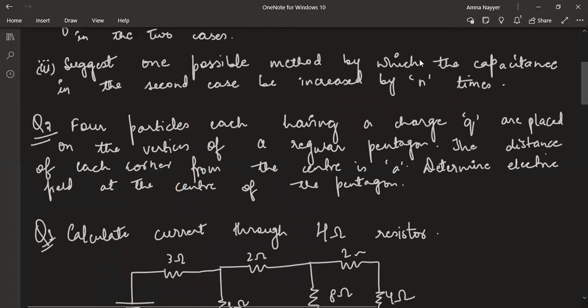Then the last one was, suggest one possible method by which capacitance in the second case can be increased by n times. See, how can you increase the capacitance? If you insert a dielectric of constant n, then capacitance will become n times, right? That's how we write C prime is equal to nC. So that's how you can write for the second possible case. Or if you decrease the distance, capacitance is inversely proportional to distance.